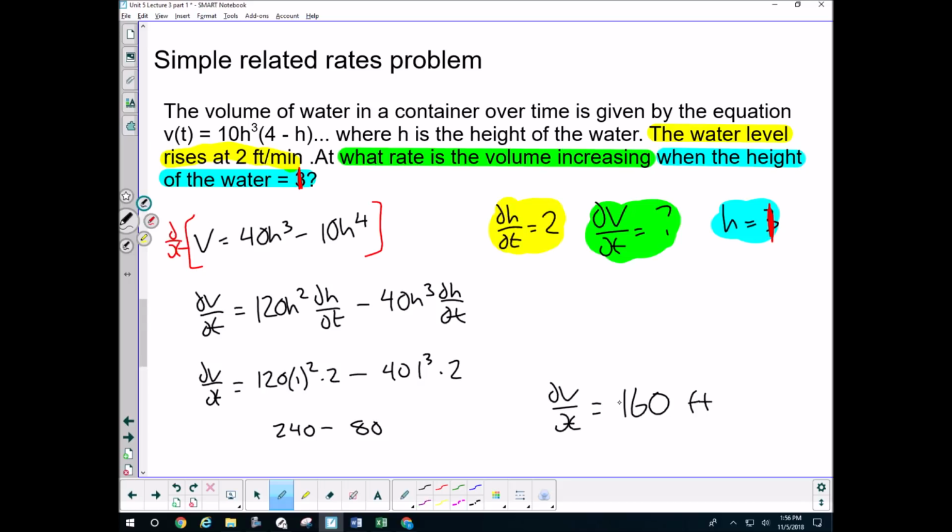So dV/dt, I got is 160, 240 minus 80. That would be a change in a volume, so we're going to use cubic units. Cubic feet per minute is how quickly the volume of the water is changing. Okay? It's not bad, right? Get your formula, get your translated statements, take the derivative and solve. Let's do the next one.